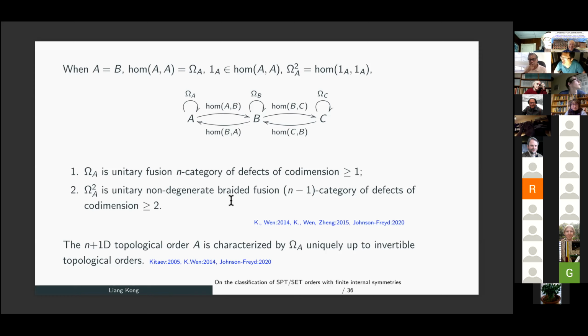So a one-morphism is a Hamiltonian. It's a defect line Hamiltonian. You can say it that way.